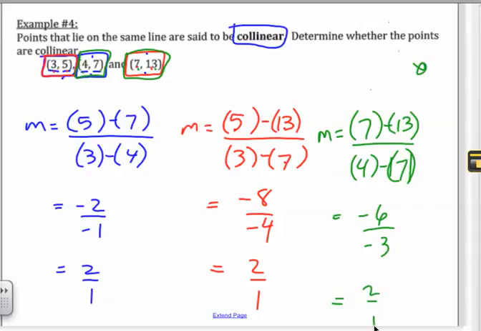So the question is, are these points collinear? Yes, they're all on the same line because they all have the same slope between them. We rise 2 and run 1 to get between those 2 points. All right? Great job, guys.